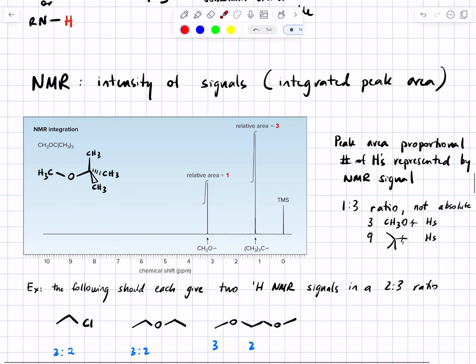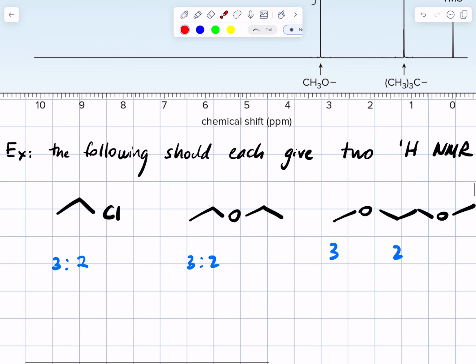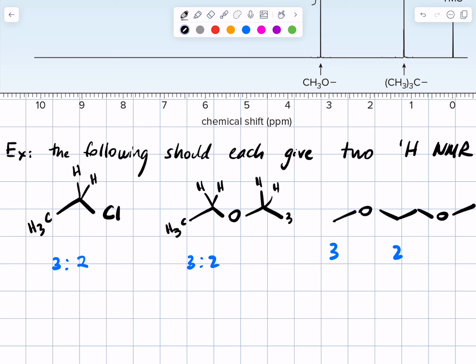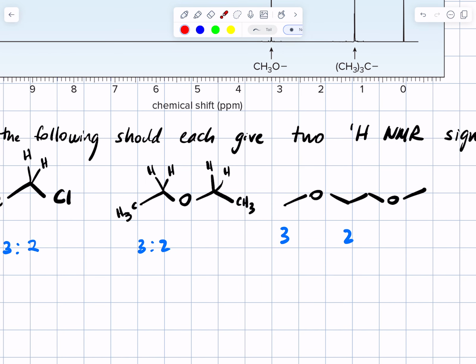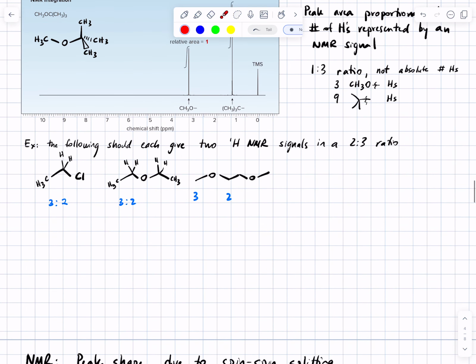So if you were, for example, trying to predict peak areas for these three examples, this example has two CH2 protons and three methyl protons. You would expect the peak area ratio to be 3 to 2, methyl to CH2 respectively. Now, for the molecule immediately to our right, we similarly expect to see two peaks in a 3 to 2 ratio, even though in this molecule there are actually 6 methyl protons and 4 CH2 protons. And same thing here for this molecule. So you have to be careful not to interpret peak area as absolute numbers, but rather as relative areas, relative ratios between peaks.